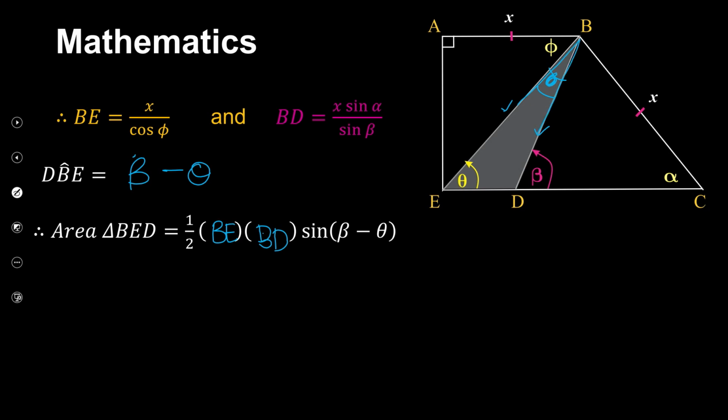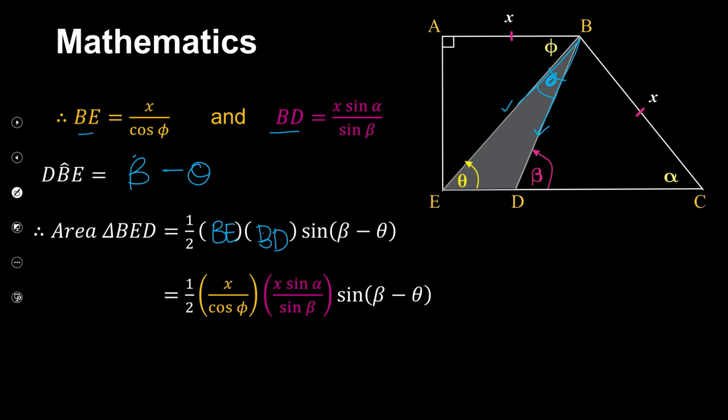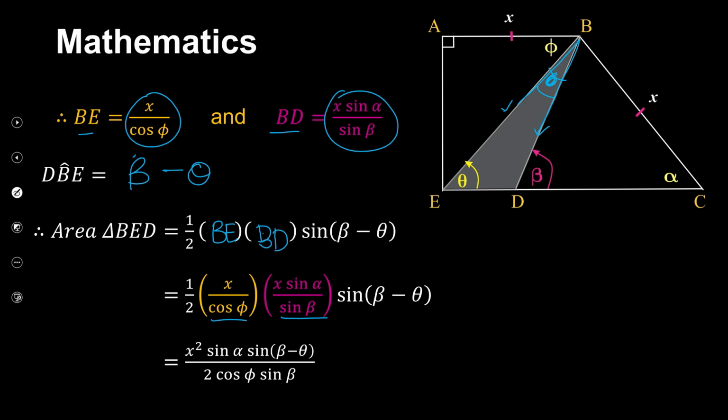Okay, now we're going to substitute these expressions for BE and BD, and we're going to end up with that. So I've basically just put this exactly as we found it for BE and exactly as we found for BD. Now we're just going to clean up some of the algebra and see what we end up with. Because we're multiplying x by x, we end up with an x squared. So we've got x squared times sine of alpha, and this belongs to our numerator. And at the bottom, we've got 2 cos phi times sine of beta.